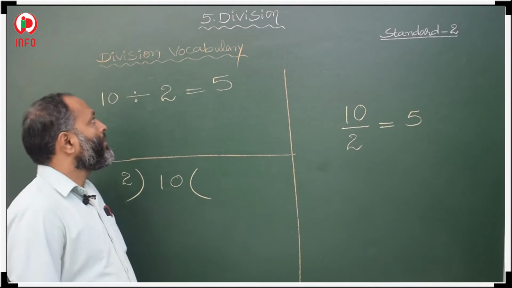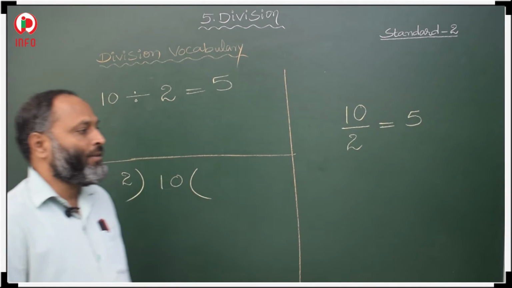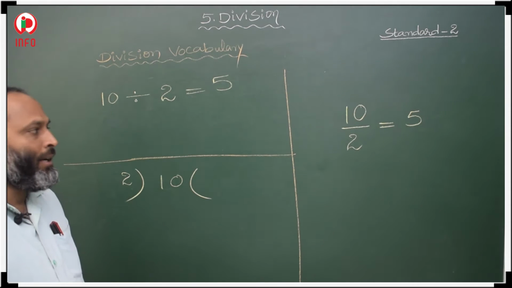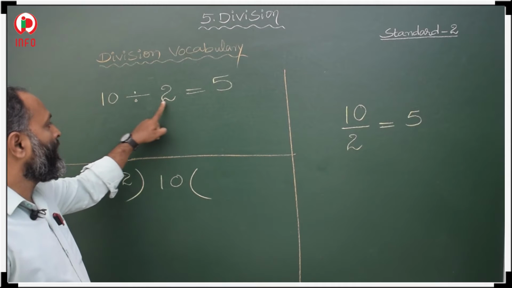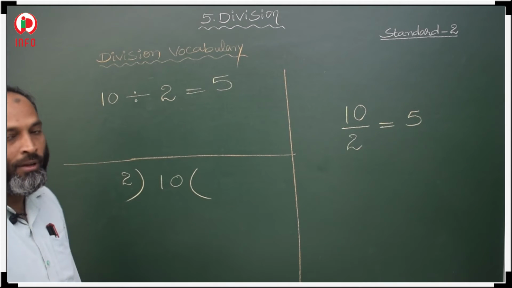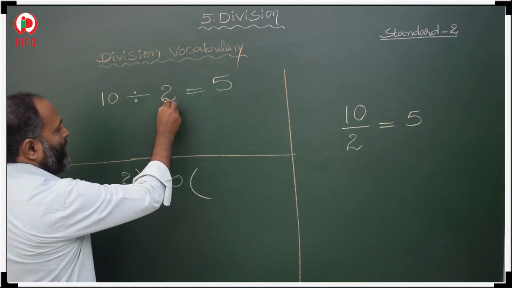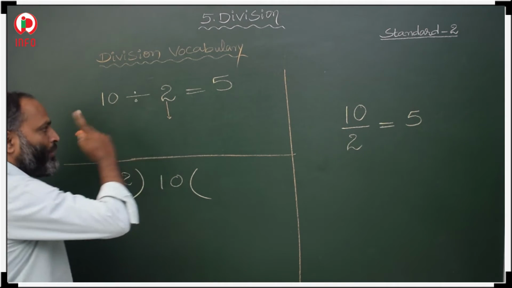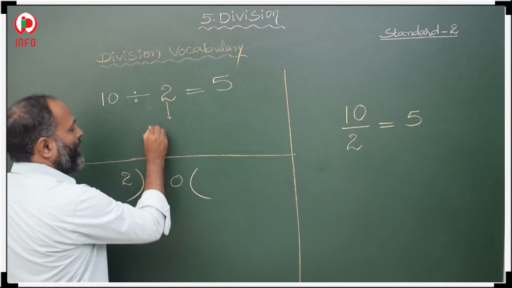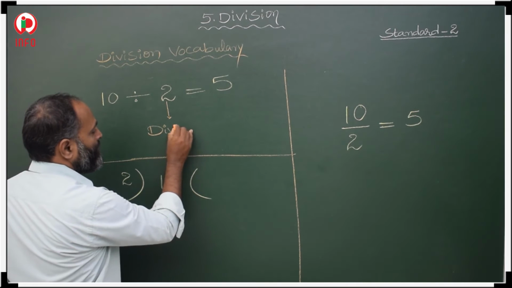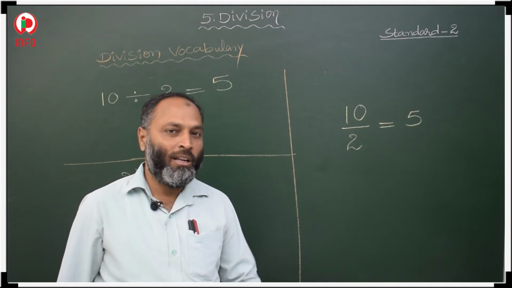Now students, see here, division vocabulary. What are the terms there in division? See here. How to read this one? 10 divided by 2 is equal to 5. The answer is 5. Divided by means 2 divides. So, 2 is going to divide, so it is called divisor. The number which is going to divide is called divisor.